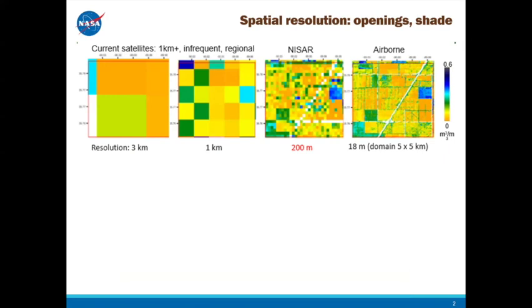This is the agricultural domain soil moisture retrieval at 18-meter resolution. We can tell the canal, road, this patch of very wet. Wet is blue, dry is yellow. We see different fields have different moisture level. If we upscale to NISAR's 200 meter, we can still see most of these features, but when it comes to 1 kilometer, 3 kilometer, we lose a lot of this resolvability.